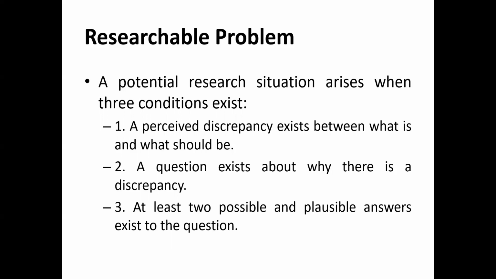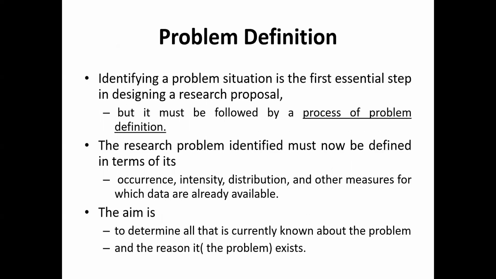At least two possible and plausible answers exist to the question. You're trying to solve something, but there are different explanations, and you don't know which of these is exactly right. So for you to get the correct information, you can conduct research so that you solve that dilemma.